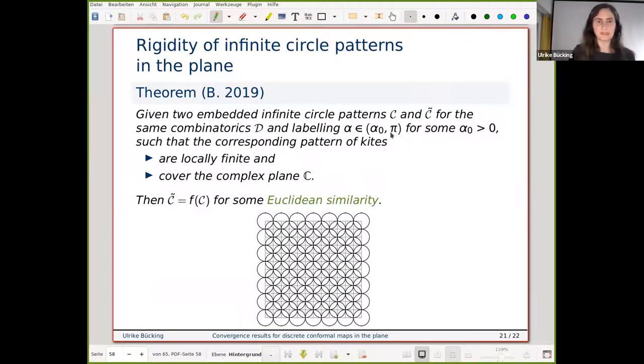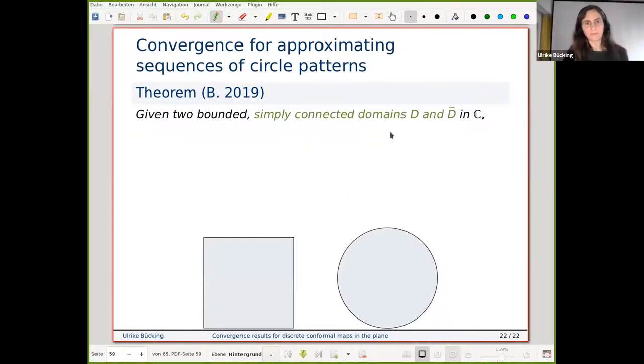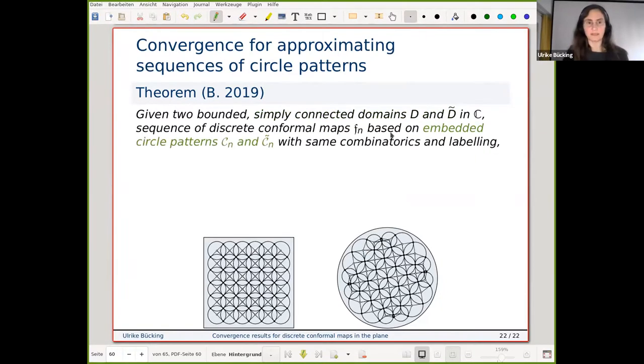And now, for the last part, I just wanted to give you another convergence result, which has a slightly different flavor than the ones we've seen so far, because it won't relate to the Dirichlet principle. So assume you are given two simply connected bounded domains. And assume now that you don't want to construct circle patterns by a specific method like Dirichlet or Neumann or whatsoever, but that you have chosen your favorite method and that you have obtained some embedded circle patterns for the two domains, okay? And that they have the same combinatorics and the same intersection angles, such that you can construct a discrete conformal map.